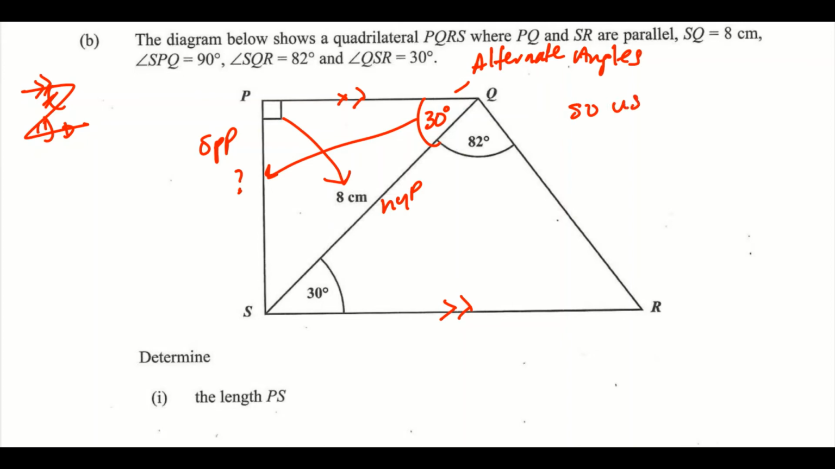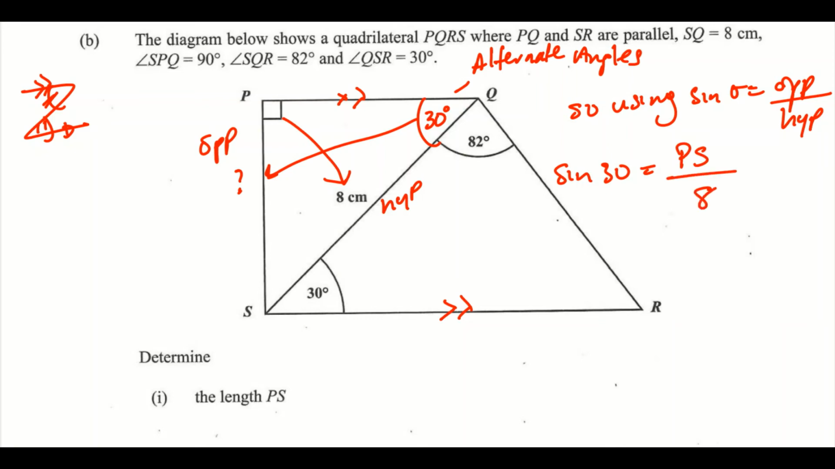So using sine of the angle is equal to opposite over the hypotenuse. So sine 30, and our opposite side is what we want to find, which is PS, over the hypotenuse, which is 8. So to find PS, it's going to be 8 sine 30 is equal to PS. I already have a video working on questions using the trig ratios, so see the link above.